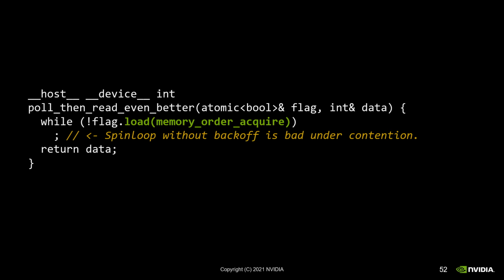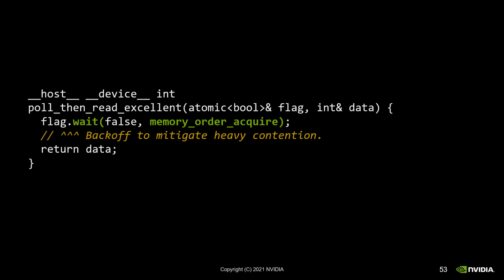We still have a naive spin loop though. Under heavy contention, all the polling threads will be hammering this atomic, which will create unnecessary memory traffic and exacerbate the contention. Instead, we can use the atomic wait and notify API to wait for the value to change from false to something else. This API is new in C++20, but is available in C++11 and up in the NVIDIA C++ Standard Library. When you call wait, you give it a particular value.